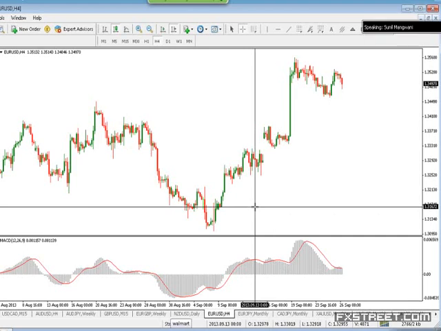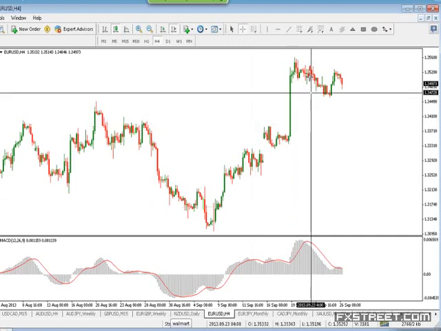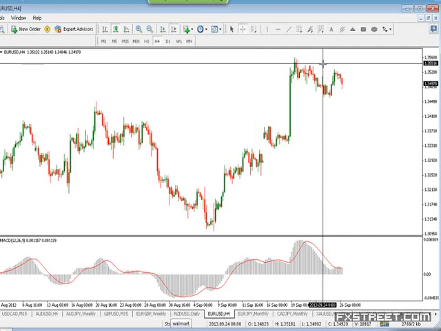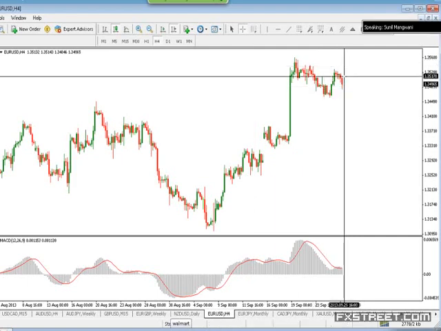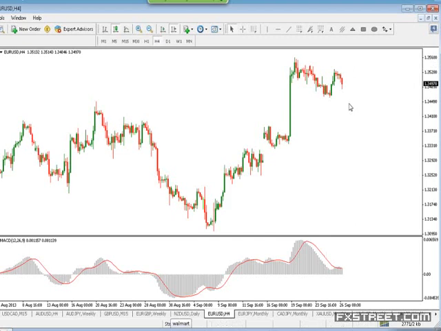Now, it doesn't mean that I should not trade shorts, but I would be a little more careful. In a case like this, what I would do is wait for price to find support somewhere and then maybe start looking for longs again. So that's one of the best ways of using MACD.